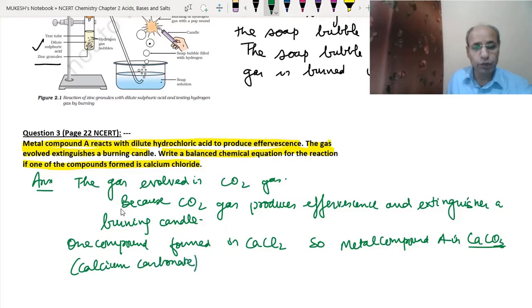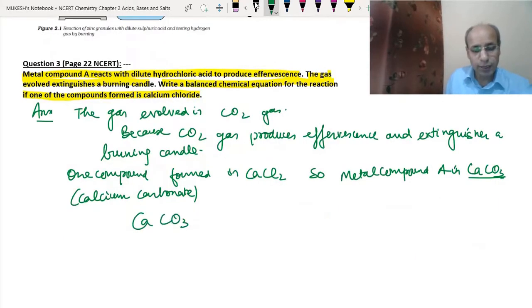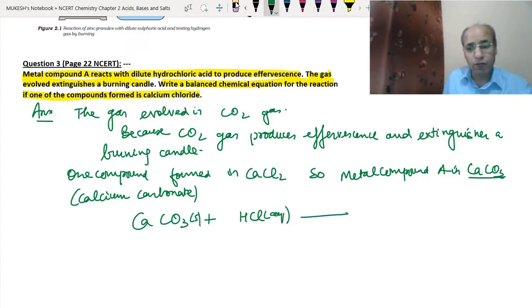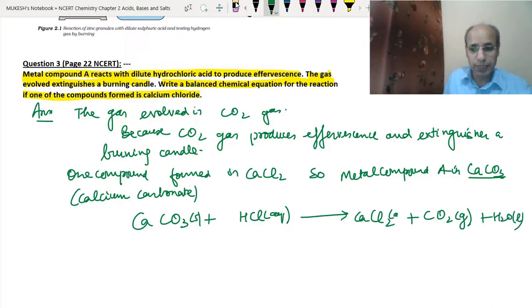So what is the reaction going to be? CaCO3 plus HCl. This is the solid and this is the aqueous solution, and the compound formed is calcium chloride, and along with it carbon dioxide gas and water are also formed. This will be the aqueous solution, and now we have to balance it. Since it is 2 here, we will have to put 2 here. Now it is completely balanced. So this is the metal compound A, calcium carbonate.